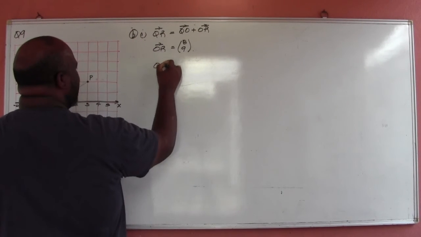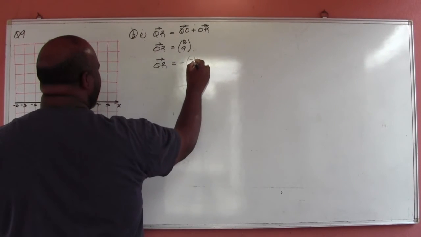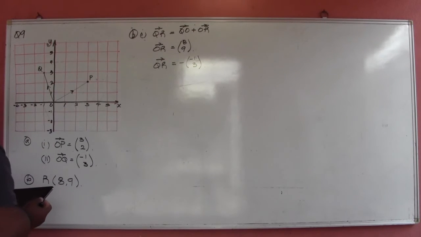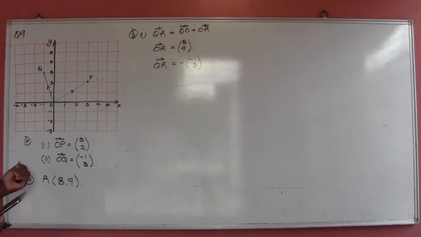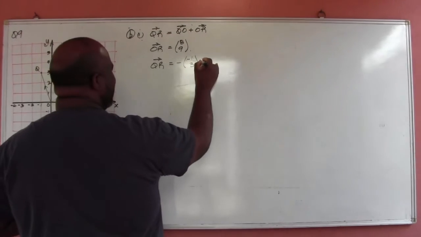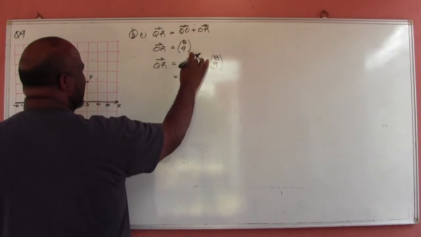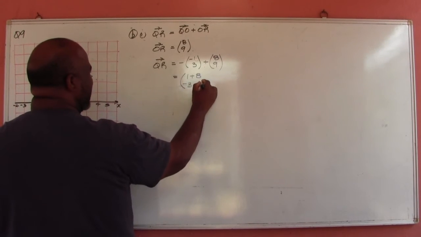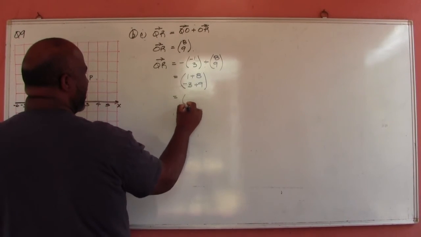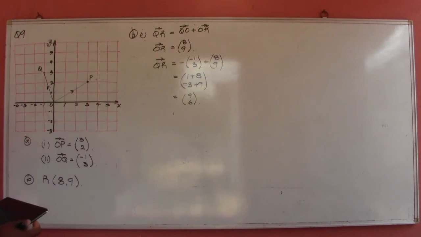So QR would be (1, -3) plus (8, 9). OQ is (-1, 3). For it to be QO, you have to be going in the other direction, so you put a minus before it. And OR is (8, 9). A negative times a negative is a positive, so this is 1 plus 8, and -3 plus 9. So QR is actually (9, 6). QR is (9, 6).